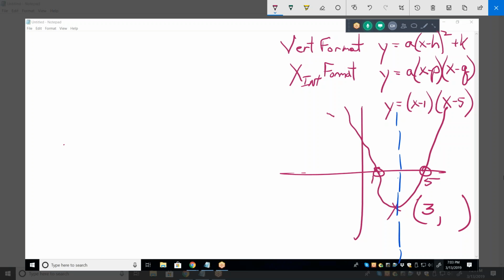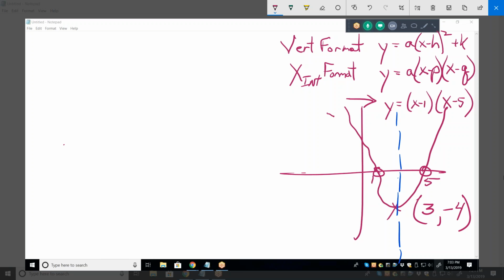Here's plug in a 3 for x. Okay, good. So if I plug in 3 for x, I get plus 2 times minus 2. That y-coordinate is minus 4, which is where it was on the other format also. So each of these formats have their advantages and their disadvantages.